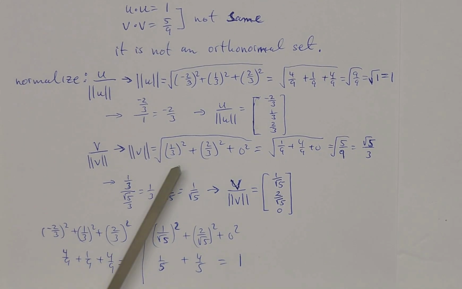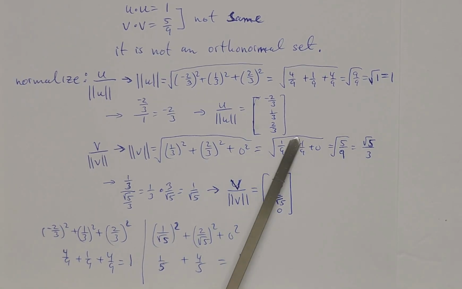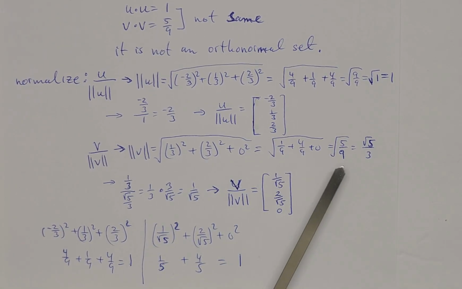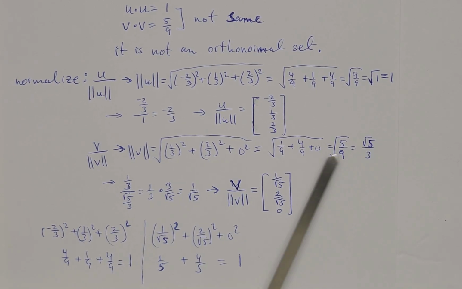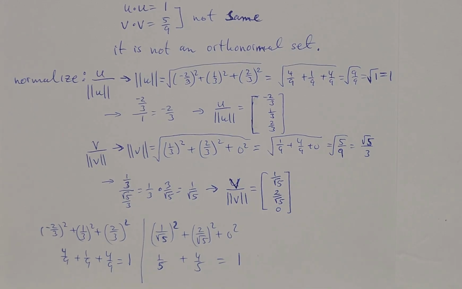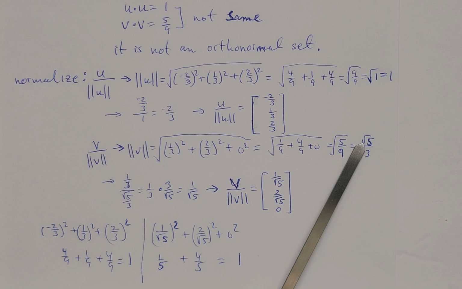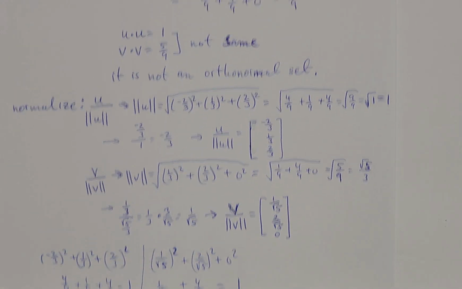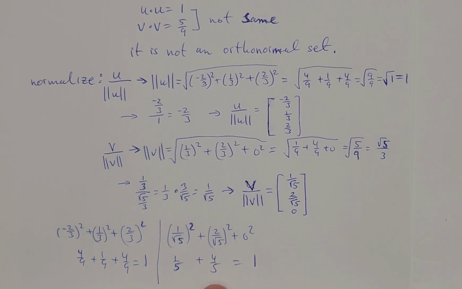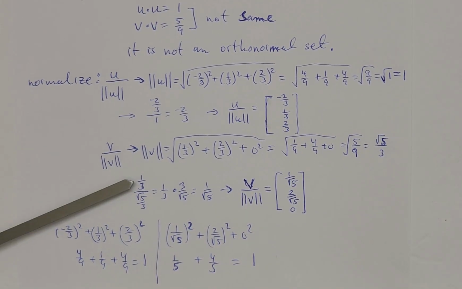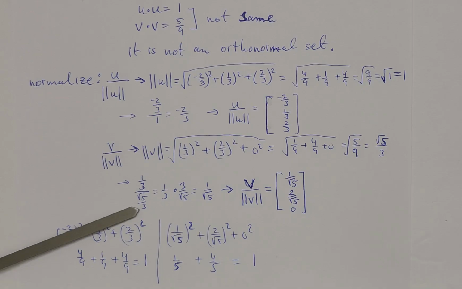So square 1/3, 2/3, and 0 comes out to be 1/9, 4/9. And then taking the square root, it becomes square root 5 over 3. So you're going to take every term of V and divide by square root 5 over 3. The first term of V is 1/3, which I did here: 1/3 divided by square root 5 over 3.